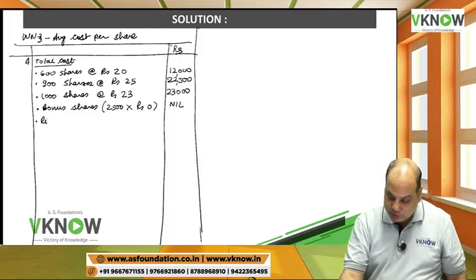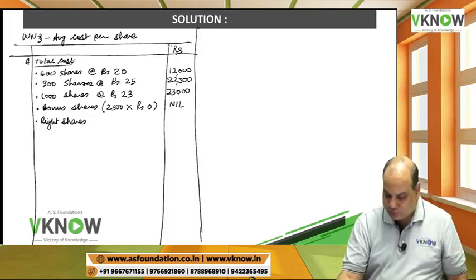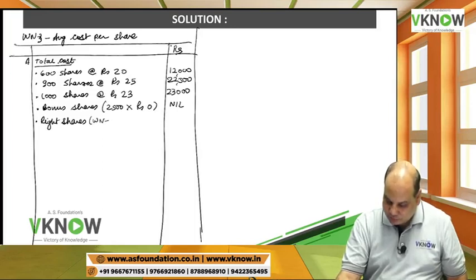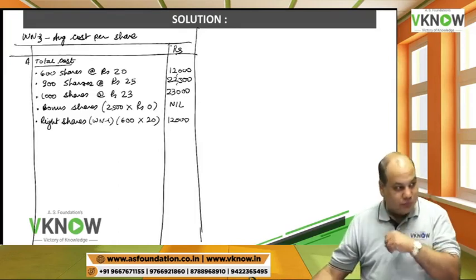And there is a right share also. If you go to your working note 1, 600 right shares were purchased for 20 rupees. That is 12,000.